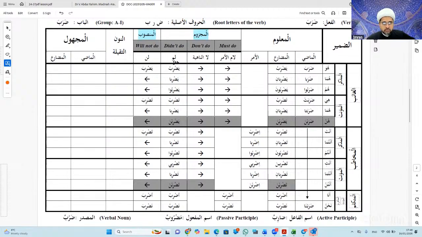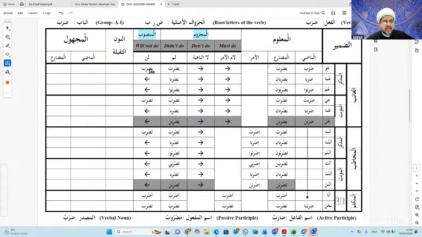So lam always comes with the present tense and changes the meaning from present to past tense. La comes with the present tense and does a similar action, but the difference is la keeps the meaning in the present and future tense, and lam changes it to the past tense. Inshallah, next session I will do lan. Lan is easy. Whenever lan comes, it changes the meaning from present tense to future negation.